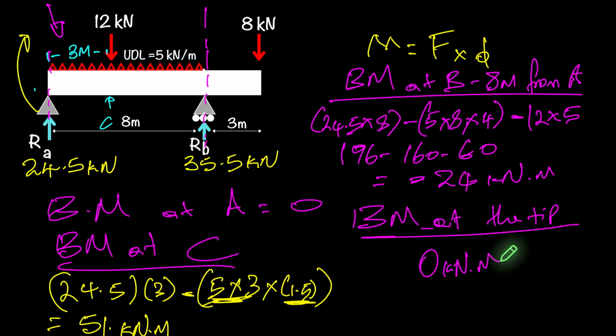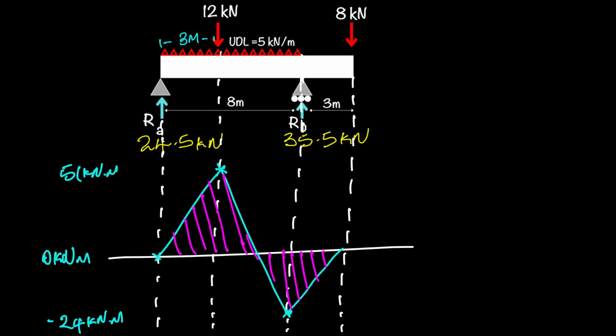And I'll show you now what the bending moment diagram will look like when we plot the coordinates. So this here is our bending moment diagram plotted, and this is our starting point. So that was our 0, 0, and then we got 51 kilonewton meters. We went down to negative 24, and then back up to 0. So that's our bending moment diagram.